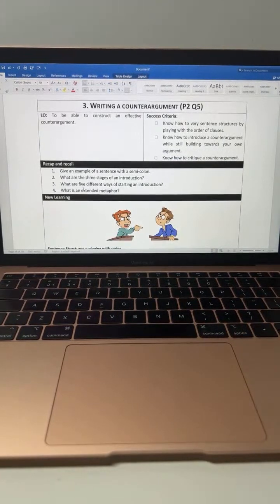Counter argument. For question 5, can we provide a counter argument? Yes, absolutely. You can provide a counter argument, but please remember that after you give the counter argument, you justify it and tell us why that's wrong. And you want to give us a solution.